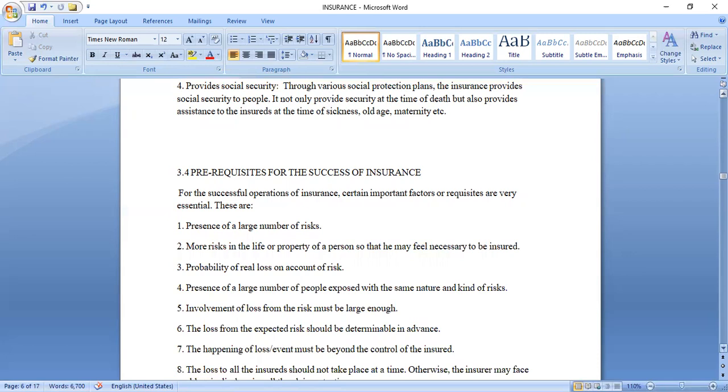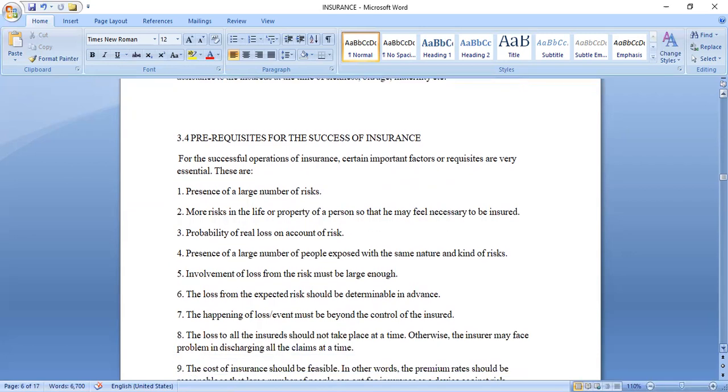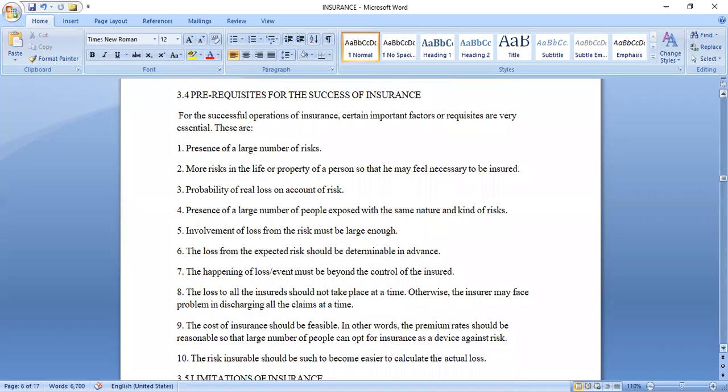So let's look at the prerequisites for the success of insurance. A prerequisite is like a must, what is required. In this perspective, it is what should really happen for insurance to be successful, or to have positive outcomes. So number one is that there should be presence of a large number of risks, right? Whether at individual level or group level.